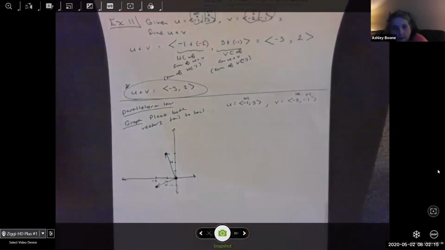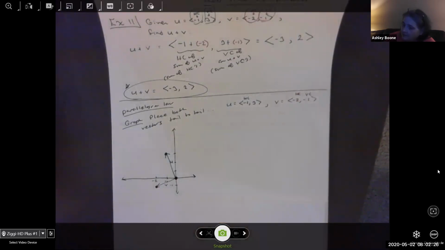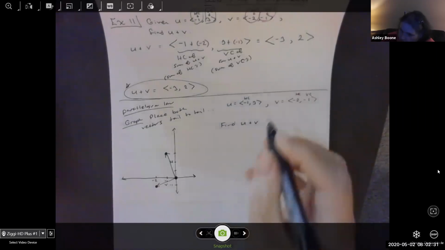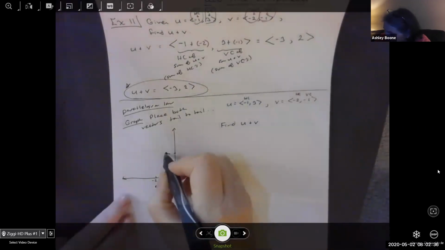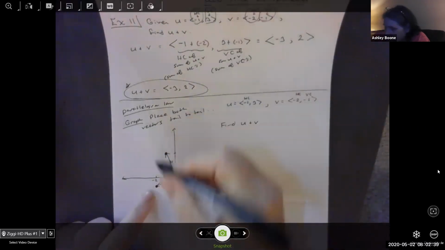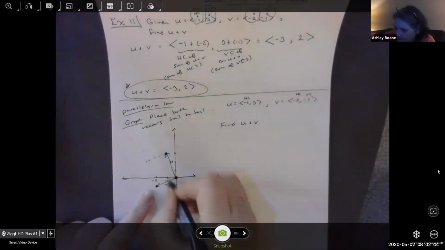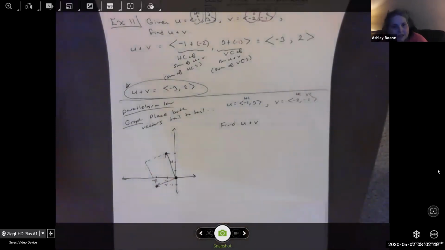What the parallelogram law says is: put these tail to tail. Now, to find u plus v, we're going to finish the parallelogram. We're going to sketch it in. Opposite sides need to be parallel. Notice I sketched in the parallelogram.